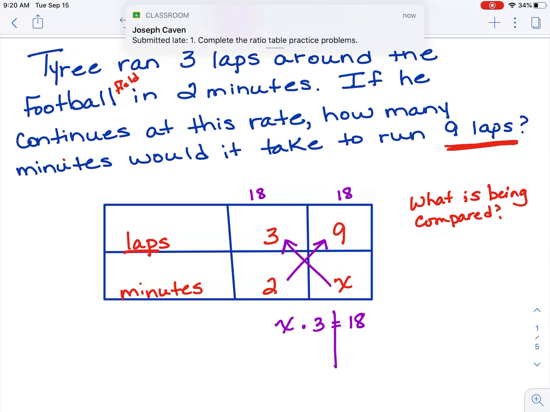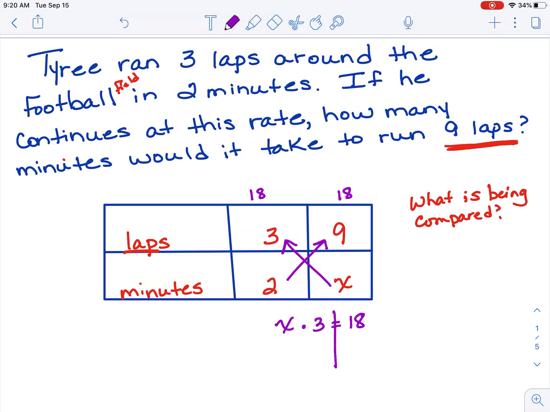But I want to get that x by itself. So instead, I want to get rid of that times 3. So I do the opposite and divide by 3. And whatever I do to one side, I do to the other. That gets it by itself. And 18 divided by 3 is 6. So it would take him 6 minutes to run 9 laps.